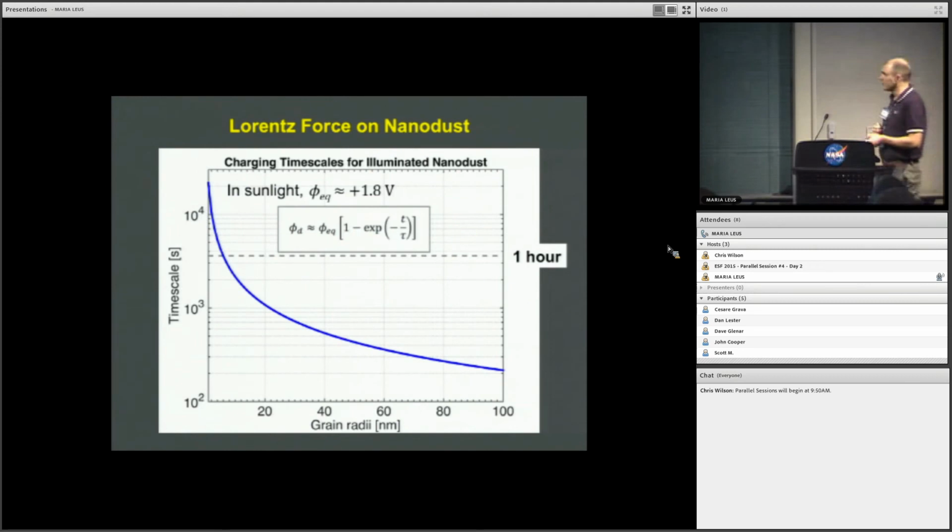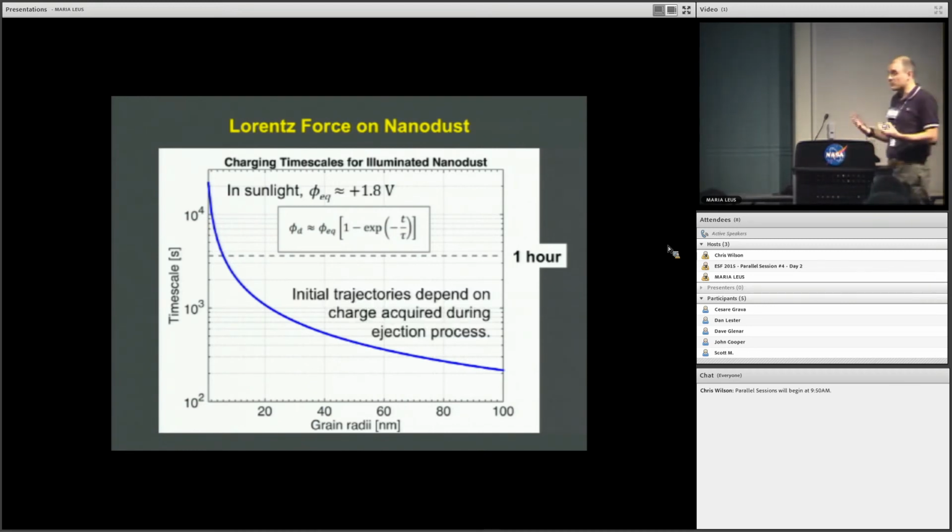This is the timescale of dust charging here as a function of grain radii, and I've marked out the 1 hour mark. Basically, we'd expect that in sunlight, photoemission would dominate, and the grains would charge up to about 1.8 volts. The charging timescales would be pretty long, tens of minutes, hours. So we take from this that the initial trajectories of the nanodust would depend on the charge they acquired during the injection process.